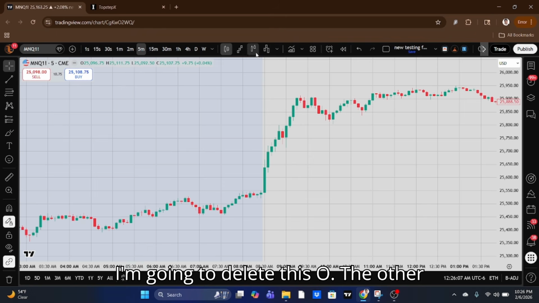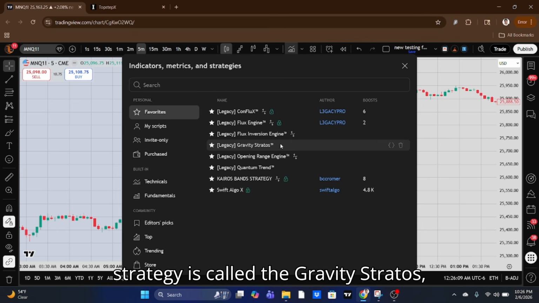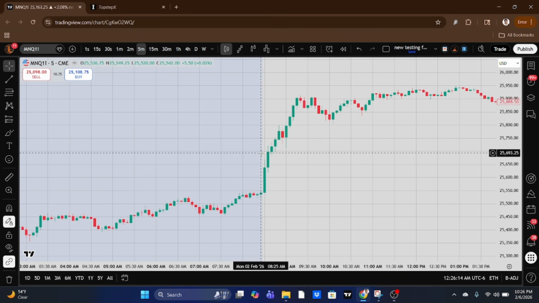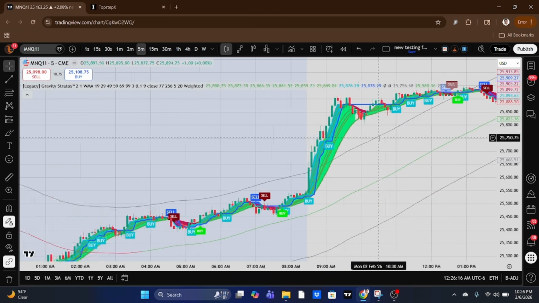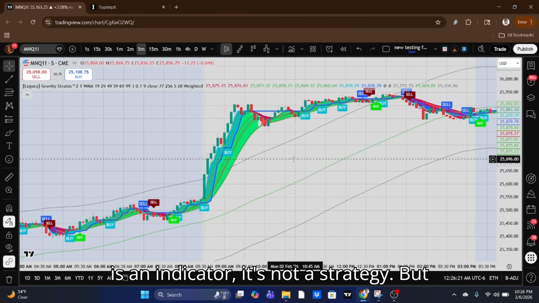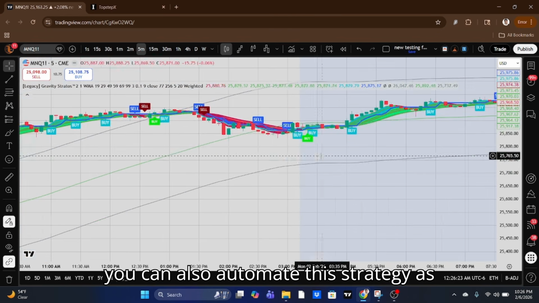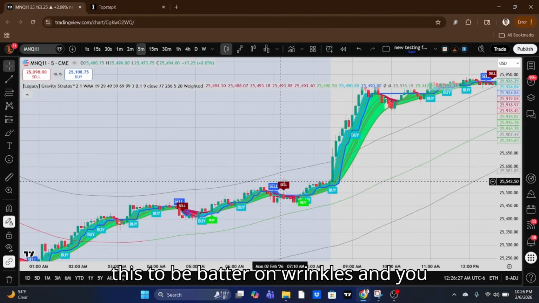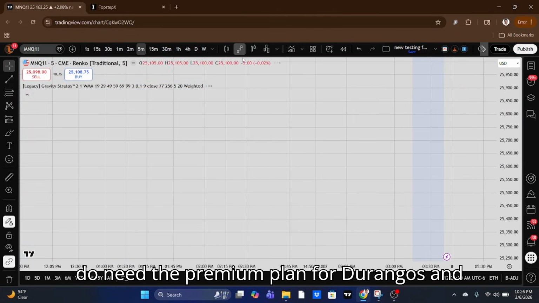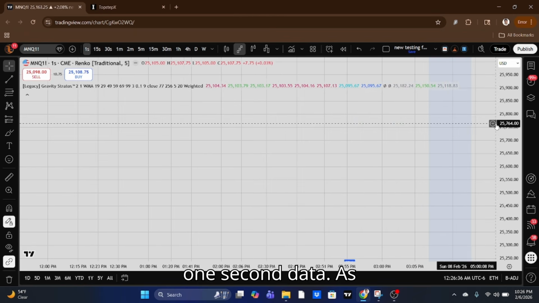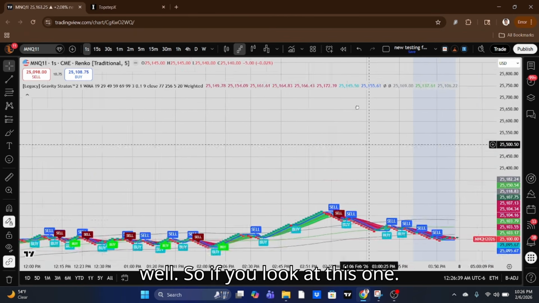So I'm going to delete this. The other strategy is called the Gravity Stratos. If you add that to your screen, it will look something like this. This is an indicator. It's not a strategy, but you can also automate the strategy if you want. I find this to be better on Renkos, and you do need the premium plan for the Renkos. And you have to do this on the 1 second data as well.